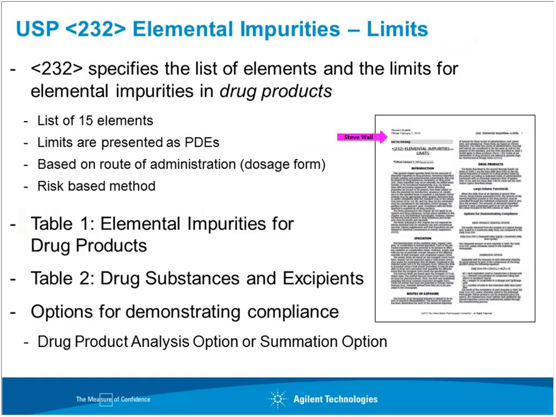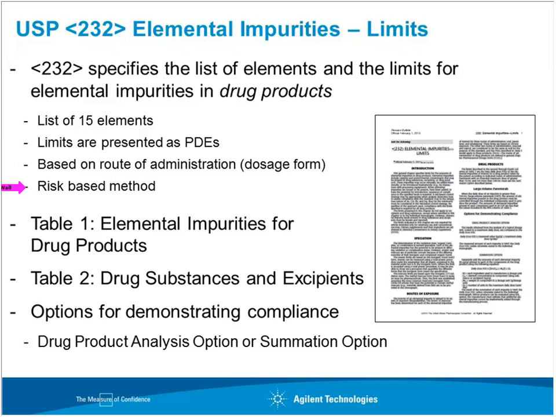So this document lists the elements and the limits, in terms of PDEs, or permissible daily exposures, and the limits are based on the route of administration. The route of administration is just a dosage form, so for example, oral, parenteral, or inhalation. It's also important to note that 232 uses a risk-based approach. So while the limits are given, the frequency of the testing and the specific elements that are required to be tested are determined by the user's risk-based protocols. So that's an important distinction.